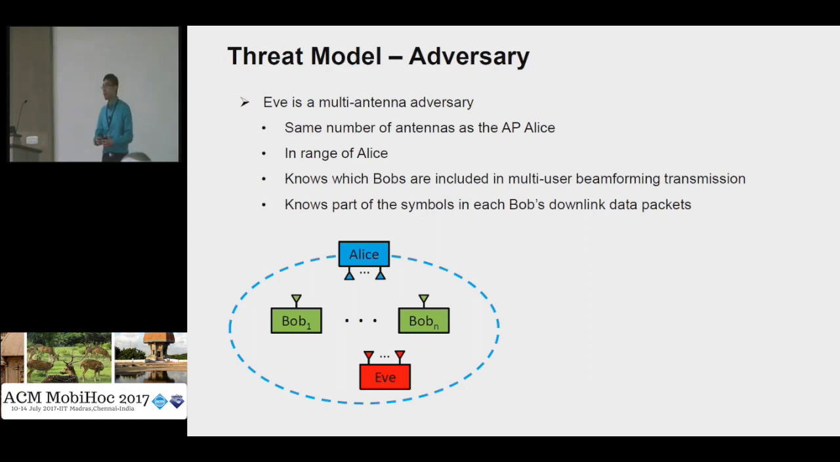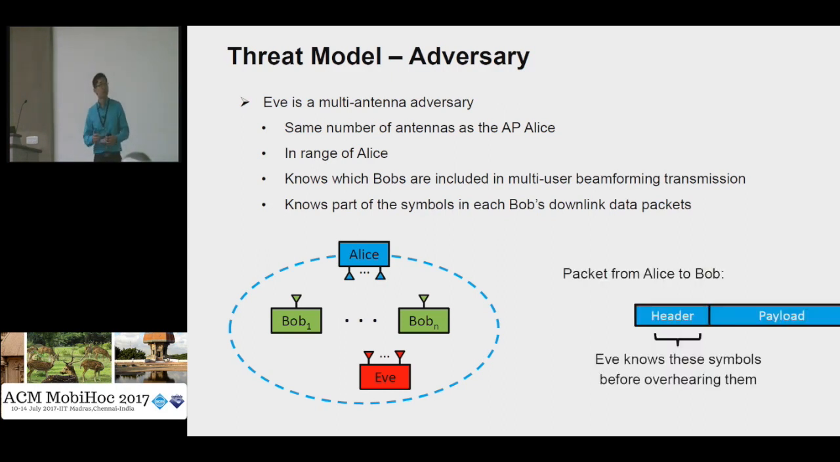This can be done by overhearing the acknowledgement packet from Bob after the transmission, or network control signals from Alice before the transmission. And finally, the last assumption is that Eve knows part of the symbols in each Bob's downlink packet. These symbols can be part of the packet header, for example the MAC packet header, that follows a predefined format in the standard. Therefore, by checking the standard, Eve can know the values before even overhearing.